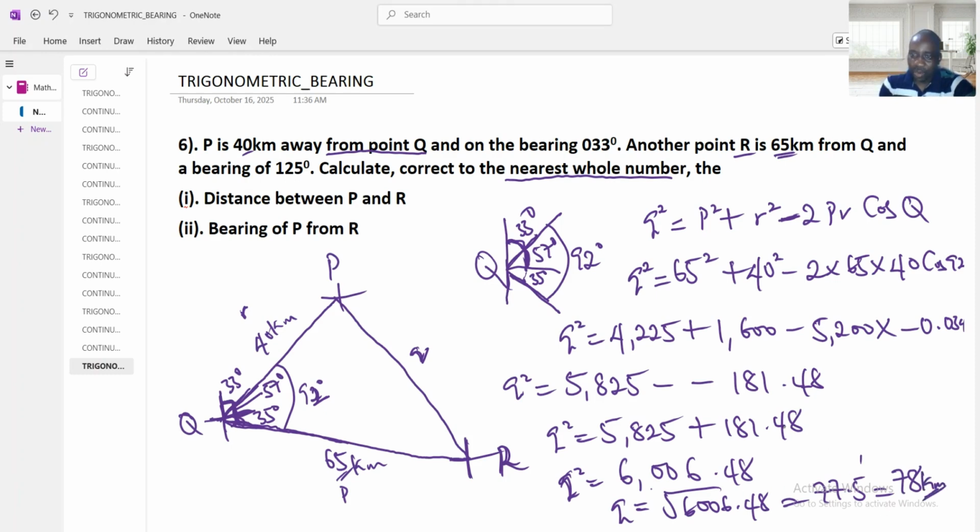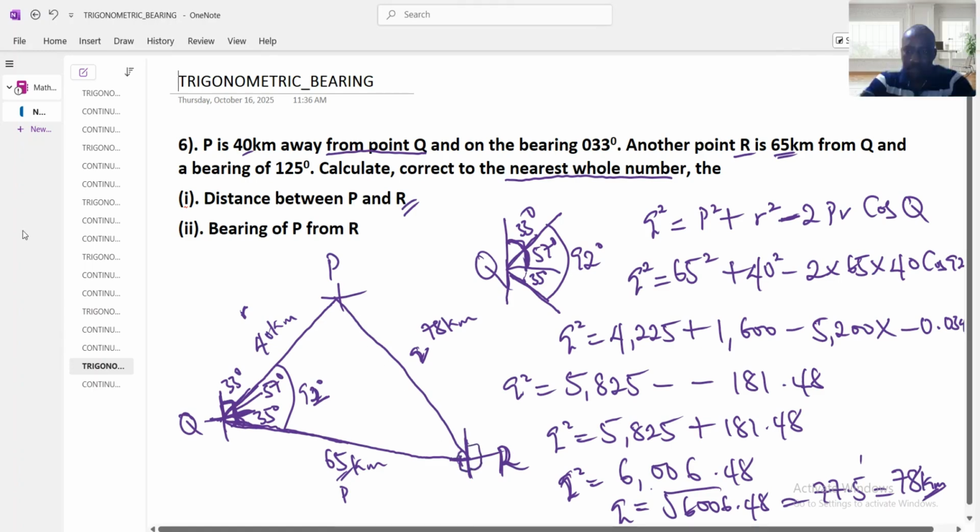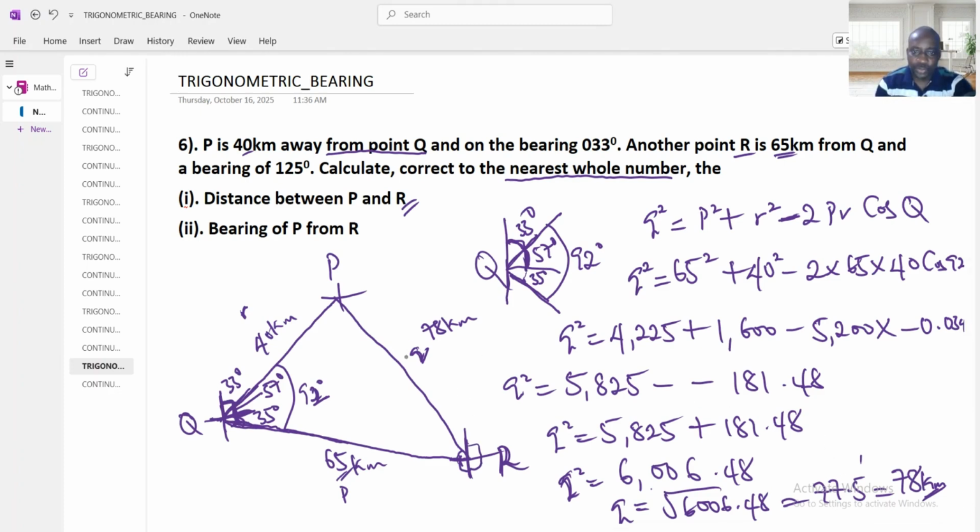Kilometer. The Q, our distance between the P and R is what? 78 kilometer. The next question, bearing of P from Q. It means that the bearing from this R to P, from here to here. Now, this space is filled up. Let's go to the next page so that we continue from there. Our Q, that distance between the P and R is 78. The next question is bearing of P from Q. Let's go to the next page.